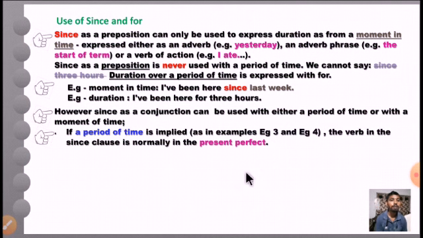If a period of time is implied, for example 3 and 4, the verb in the since clause is normally in the present perfect. So we can use present perfect also. Which one? A period of time. That is since. We can mention a period of time: last week, last year, 2 years ago.